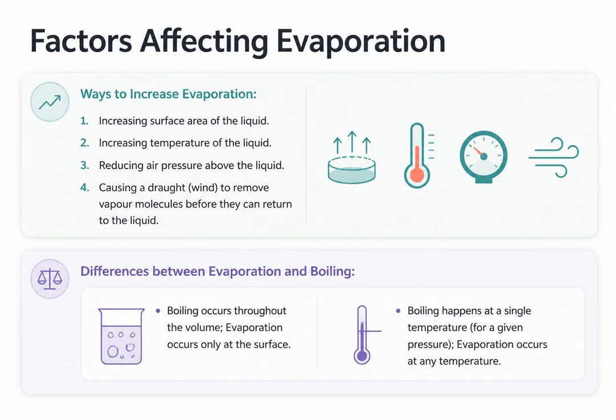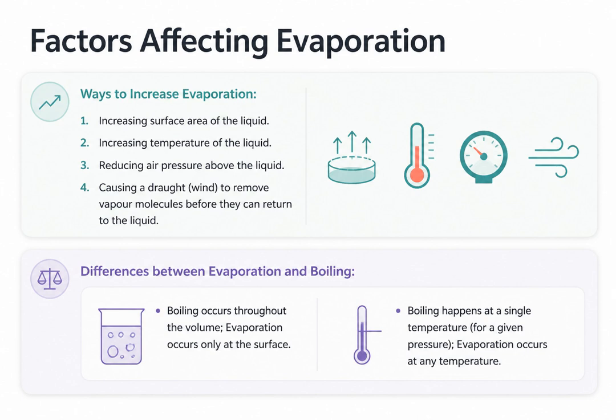If we want to speed up evaporation, we have 4 main methods. We can increase the surface area, exposing more molecules to the air. We can increase the temperature, giving more molecules the energy to escape. We can reduce the air pressure above the liquid, making it easier for molecules to break free. Finally, we can introduce a draft or wind, which blows away the escaped vapor molecules before they have a chance to condense back into the liquid.